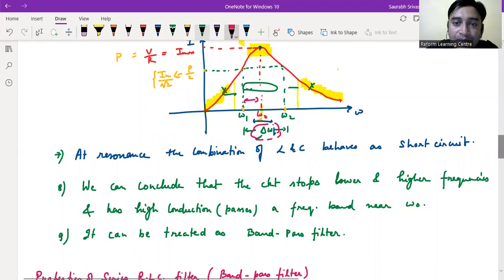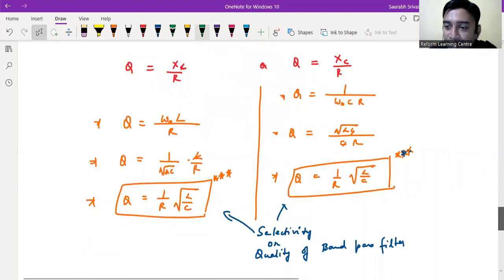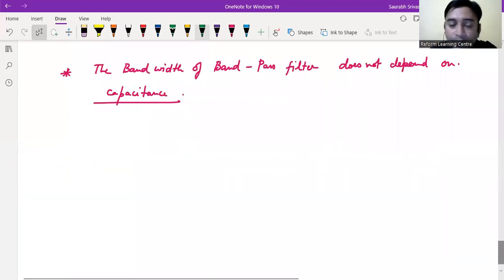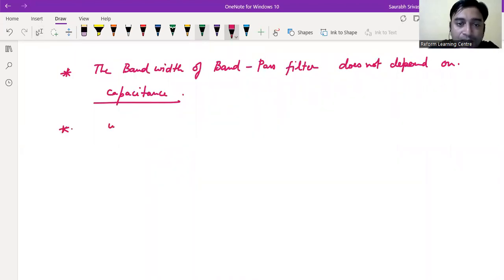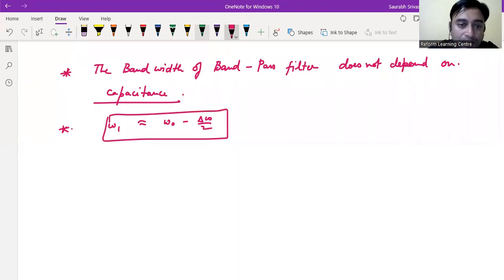Also for approximate analysis, if this complete bandwidth is delta omega, this can be approximately written as delta omega by 2, and this is also delta omega by 2. For approximate analysis, ये बुक्स में लिखा होता है, इसको कभी यूज मत करिएगा, don't use it for numerical calculation. This omega 1 is approximately equal to omega naught minus delta omega by 2, and omega 2 is approximately equal to omega naught plus delta omega by 2.